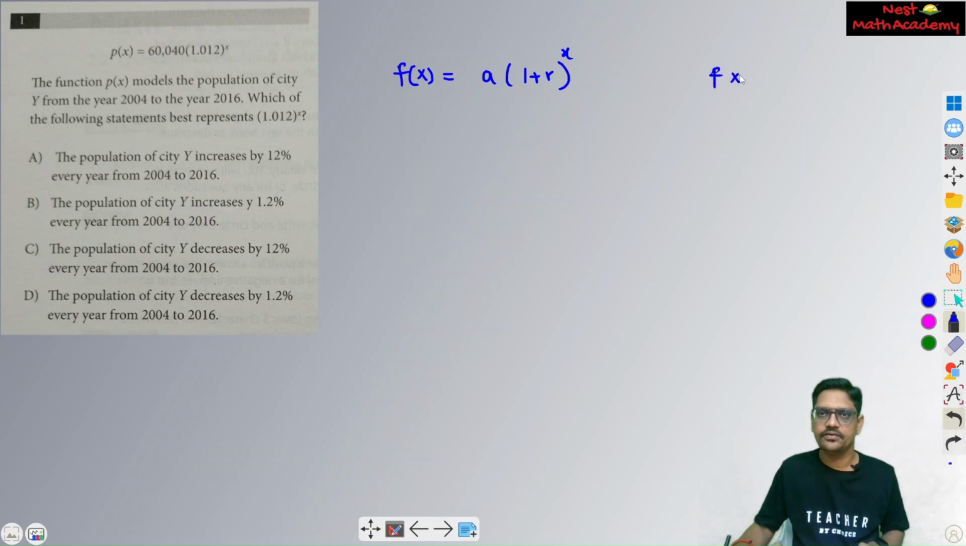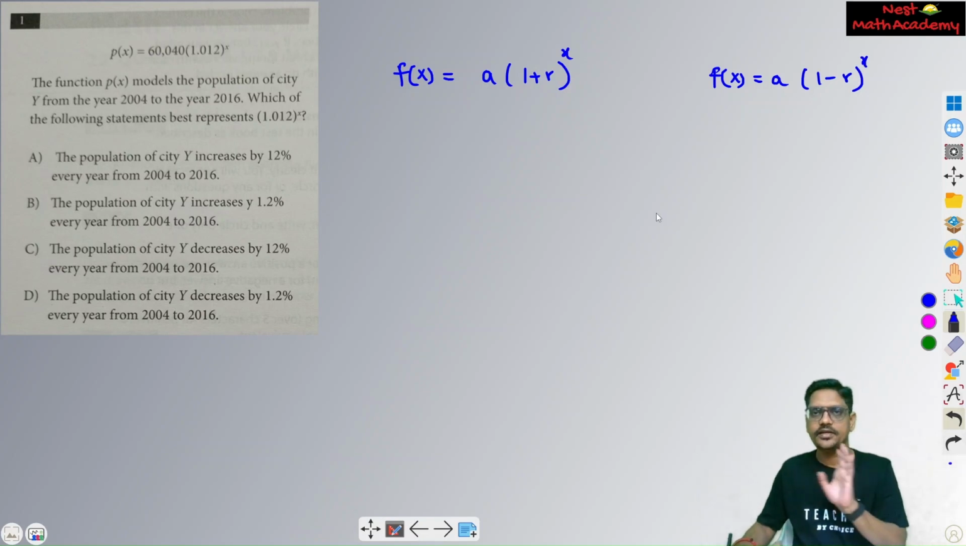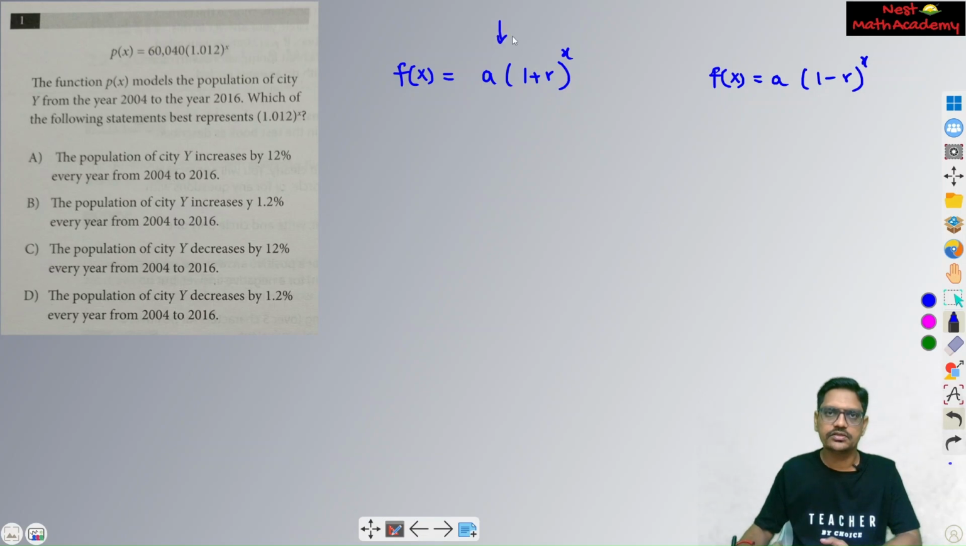Whereas the decay function f of x is equal to a times the same function, just a minus sign in the middle. Plus and minus, that's the difference. When we are dealing with the growth function, we use this rule. If you are dealing with a decay or decreasing situation, we use this. So how do I know what I am dealing with? Usually, this is the initial value a, and the part inside the parenthesis corresponds to either 1 plus r or 1 minus r.